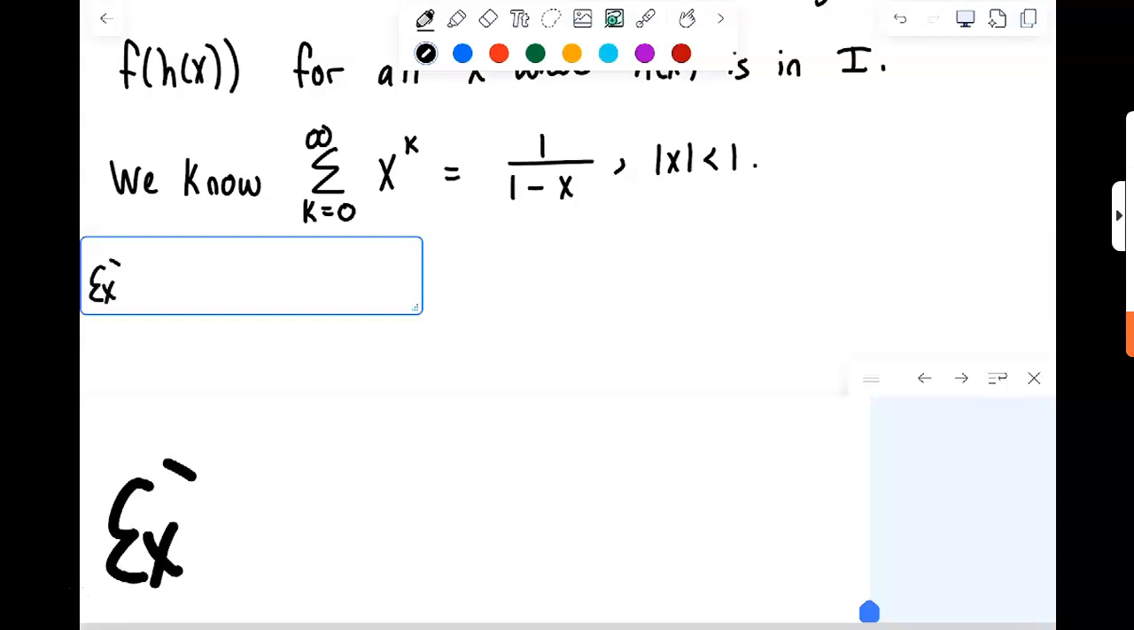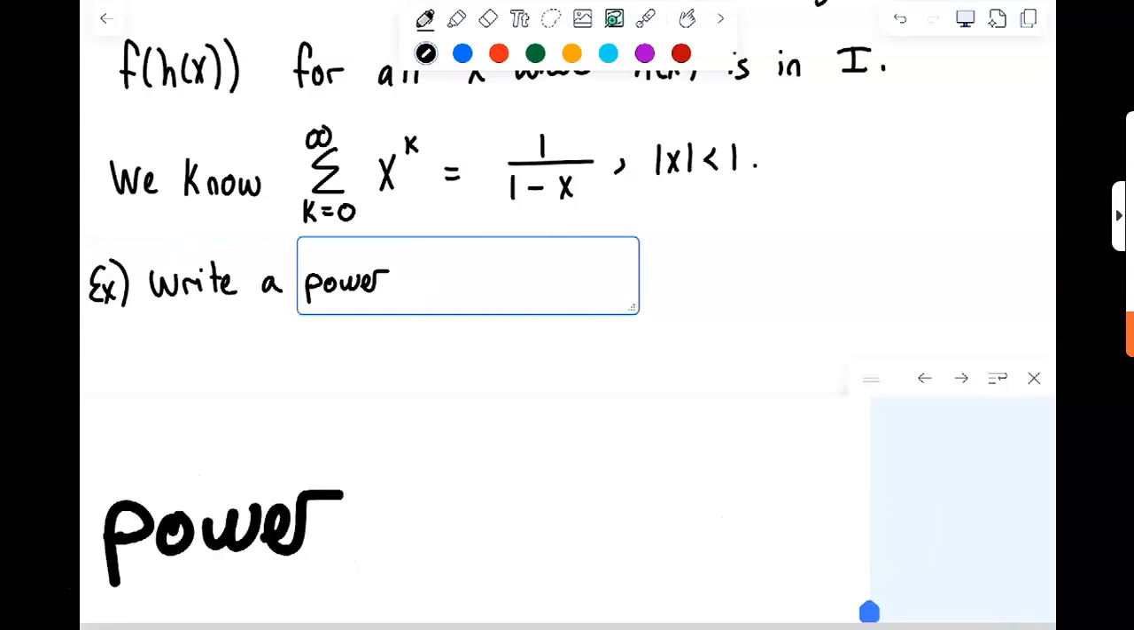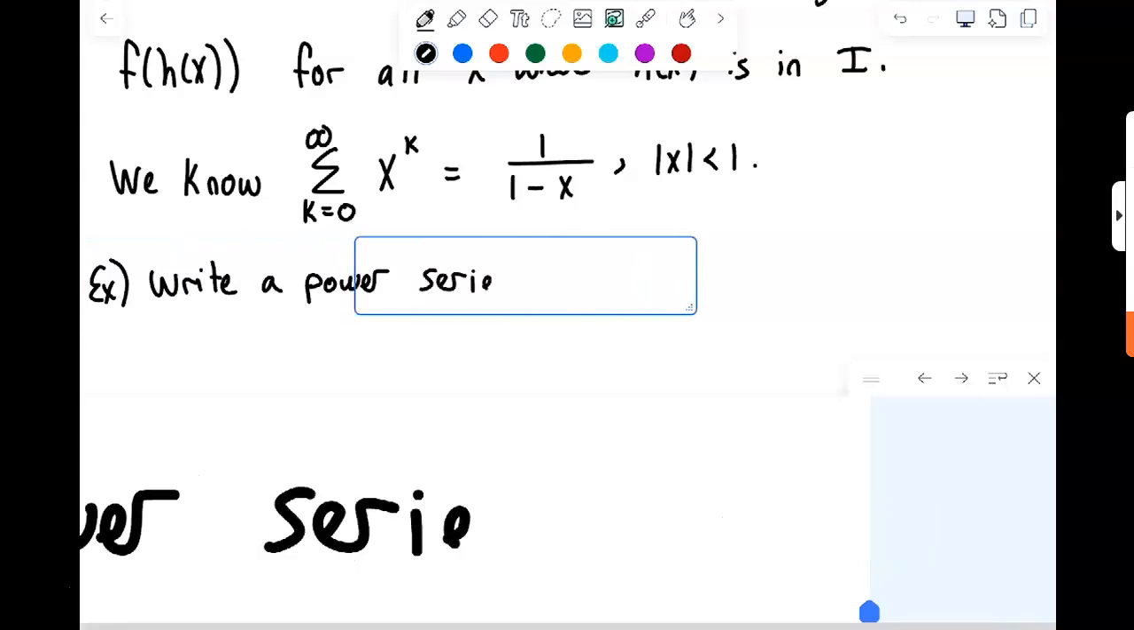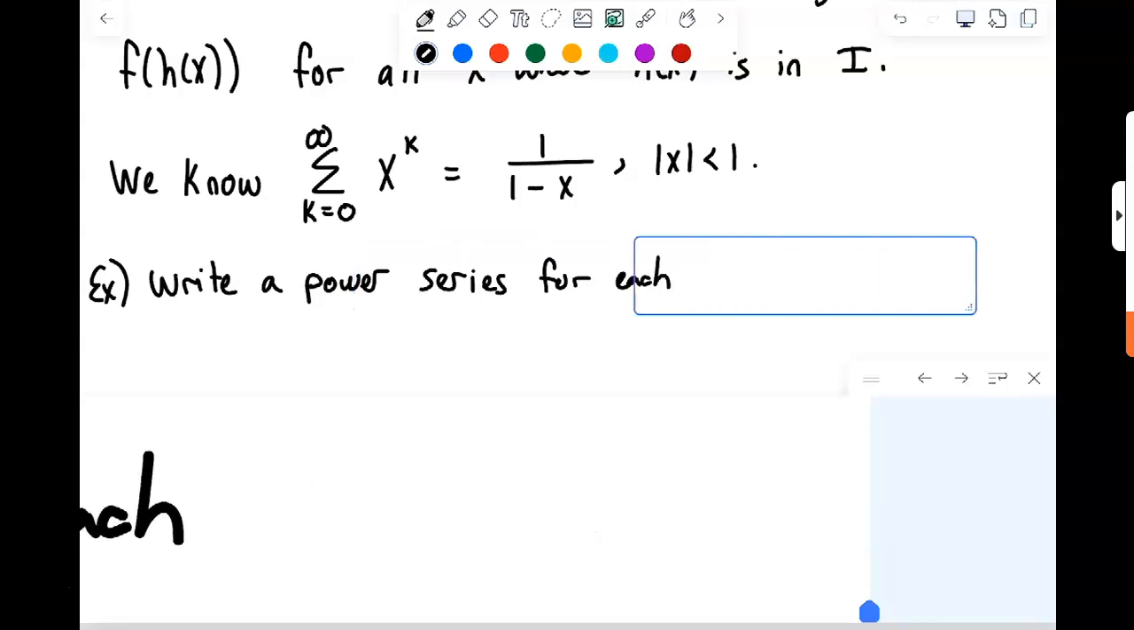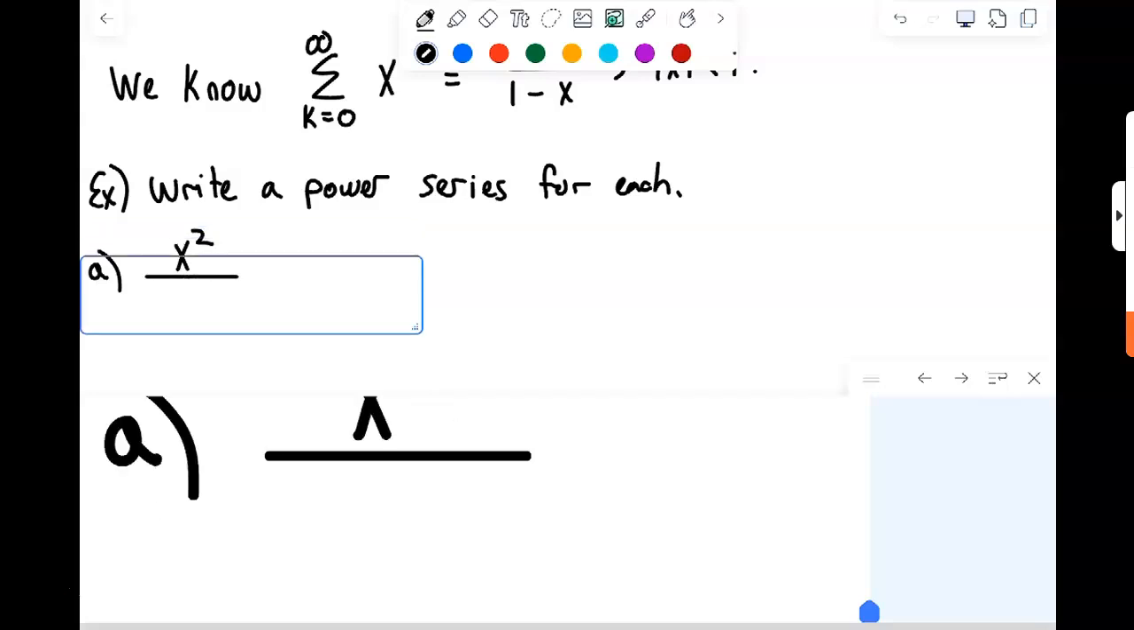So let's say we want to write a power series for each, and we also want to know when they converge. So let's say we want to write the function x squared over 1 minus x.